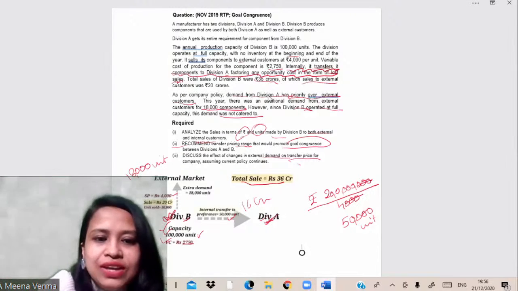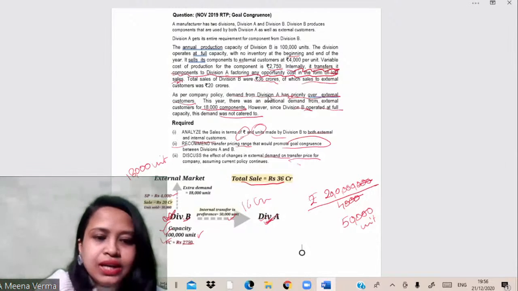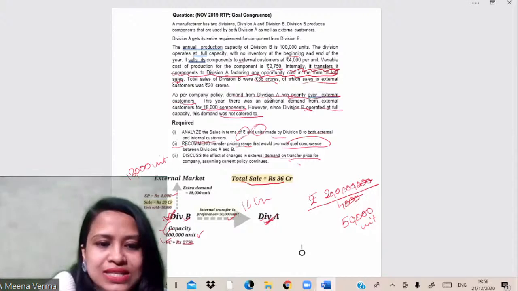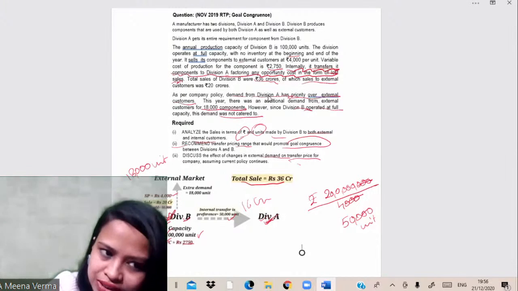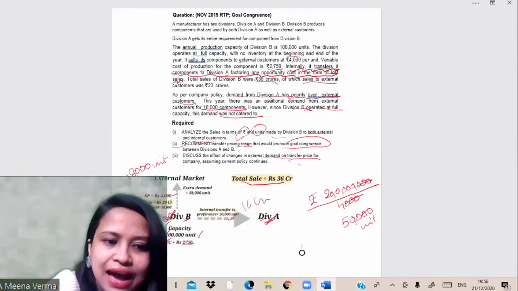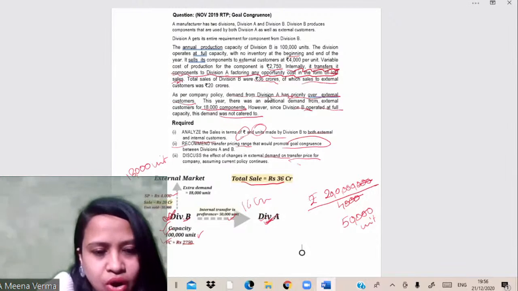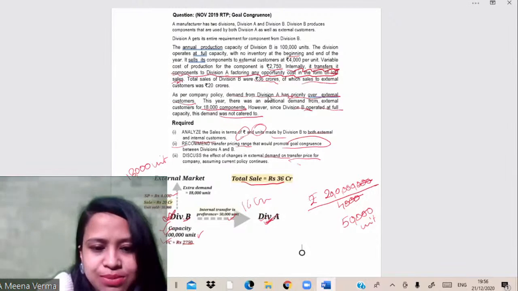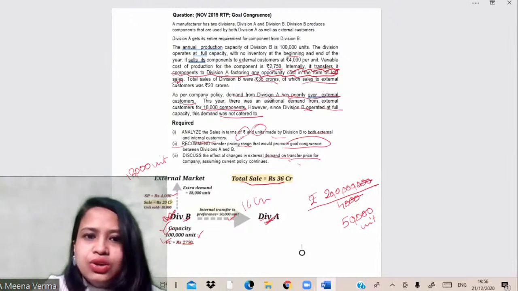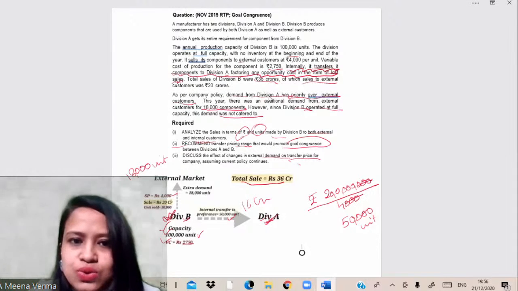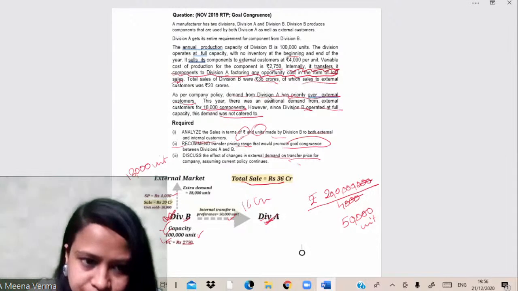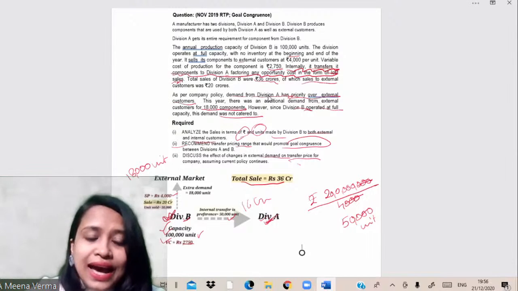So in case there is no external demand, in that case, you can see there is spare capacity of 50,000 units. And in that case, you can charge the variable cost, you can charge the minimum price as rupees 2750. You can charge it as 2750, the minimum price.